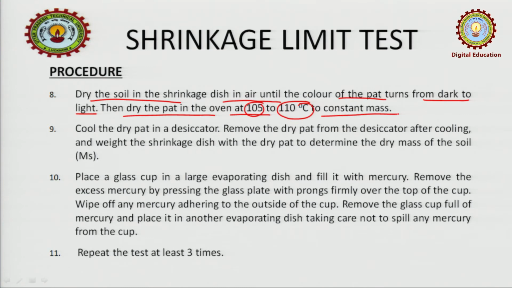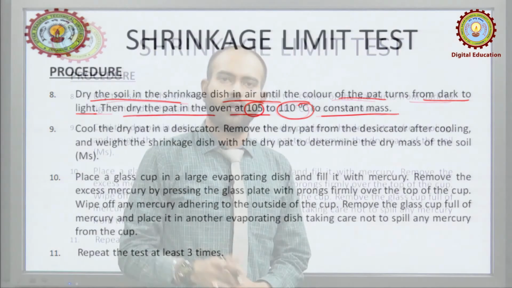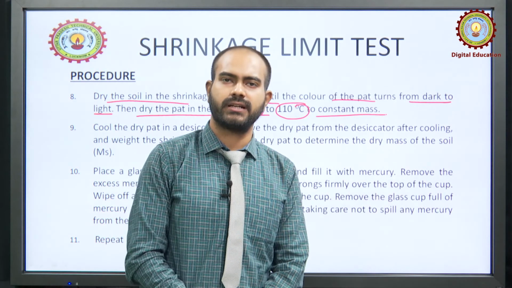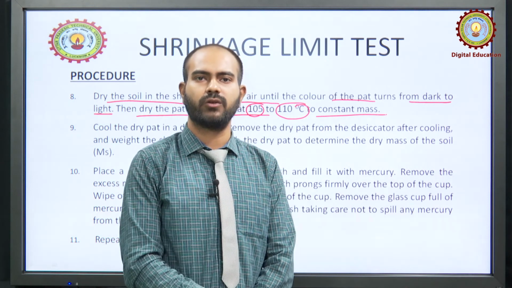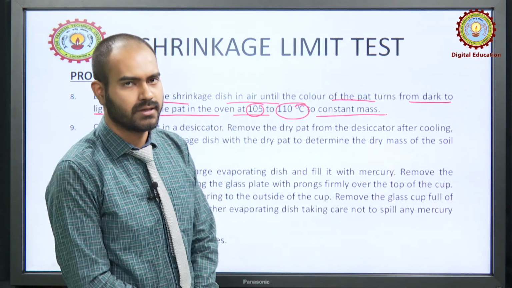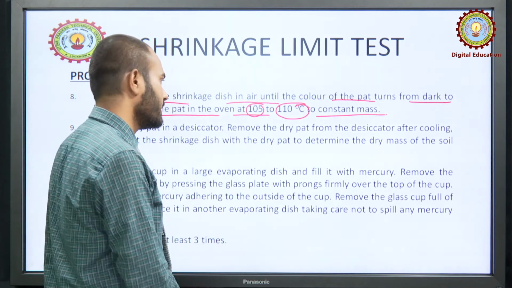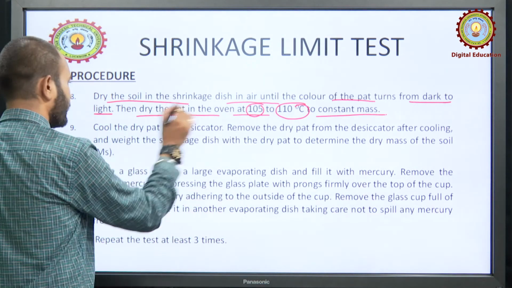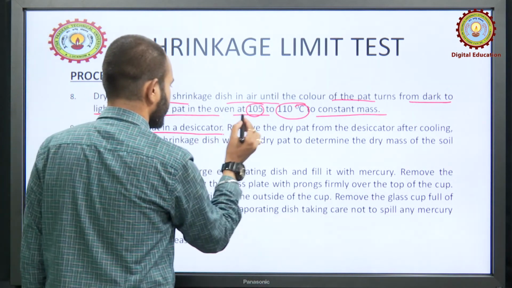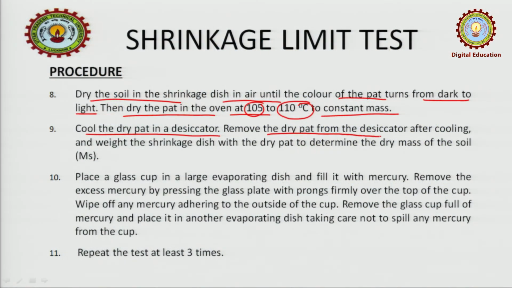First of all, we will make sure that the top surface of the pat or the shrinkage dish is dried fully. Only after we have made sure that it is dried will we put it in the oven for full drying, at nearly 110 degrees centigrade. After we have dried it, we will cool it in the desiccator. Remove the dry pat from the desiccator after cooling. Now we will remove that soil part only.